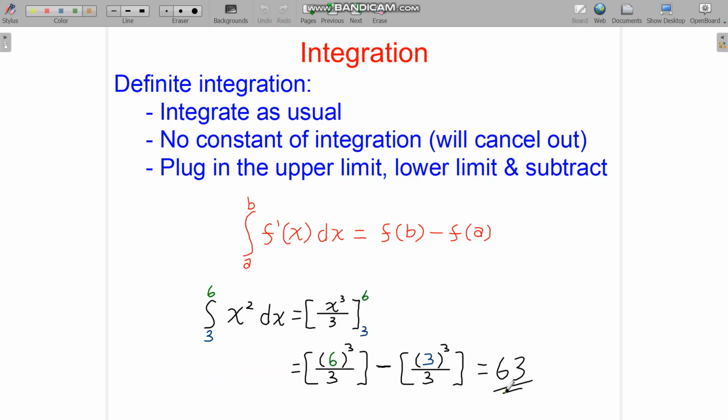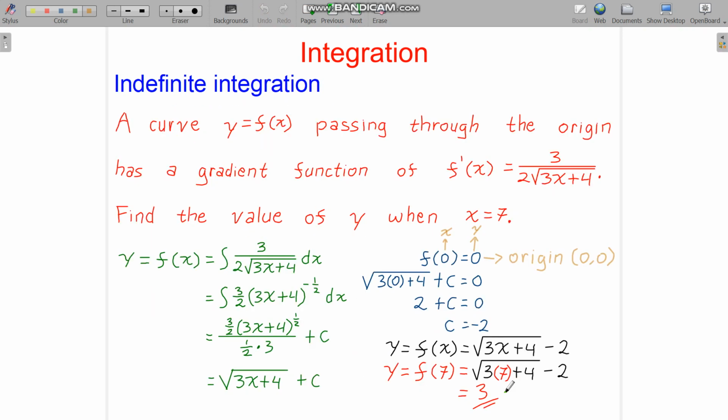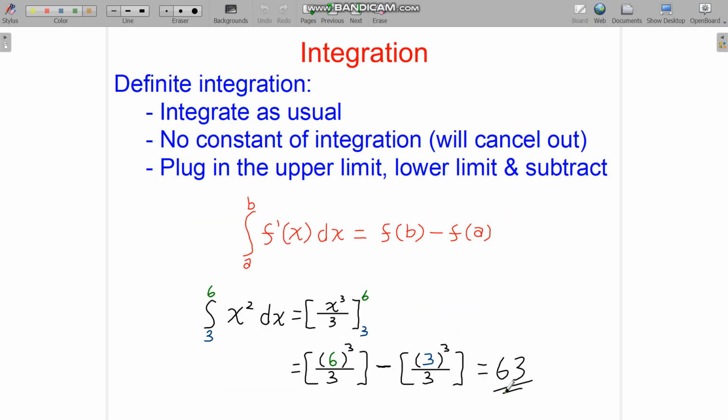We were doing indefinite, now we're doing definite integration, where we have these limits of integration, numbers up here and down here. So we just integrate as usual. We don't use c, and we plug in the upper limit first and then the lower limit, and then we subtract.